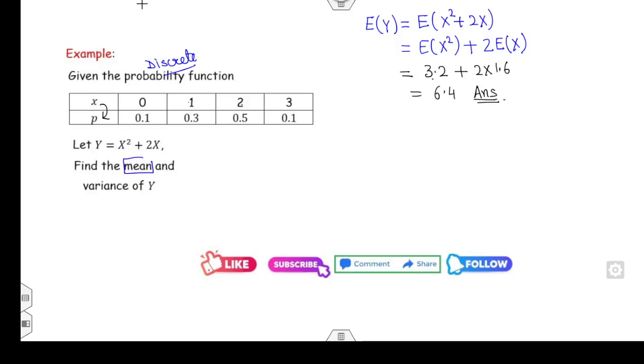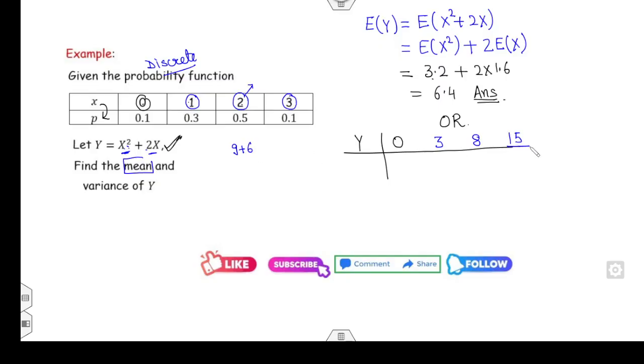Fine. There is one more way. Because you have the values of the x, can you calculate the value of the y? If I substitute x equal to 0 in the given value of the y, the value of the y is 0. When you substitute x equal to 1, answer will be 3. If you substitute x equal to 2, answer will be 4 plus 4, that is 8. If you substitute x equal to 3, then it is 9 plus 6, that is 15. Now since all the values are different, unique values, the probability remains the same.